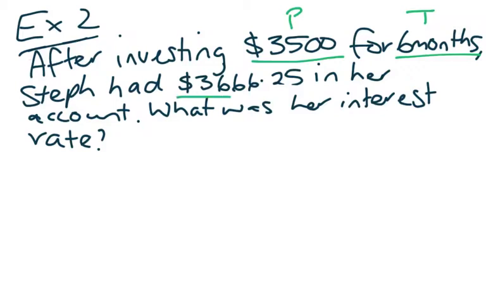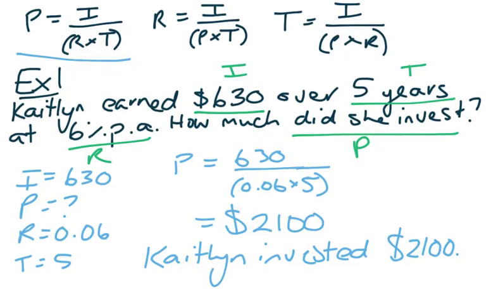We're then told that she has $3,666.25 at the end. So that's not the interest. That's how much she has in her account now. So this that I've underlined here is actually A. Now we are asked to find the rate. Okay, what was the interest rate? So we need to find R. So if we go back a page, you'll see it's this formula here. So we're doing R equals I divided by P times T. Okay, so I'll just get rid of that now.